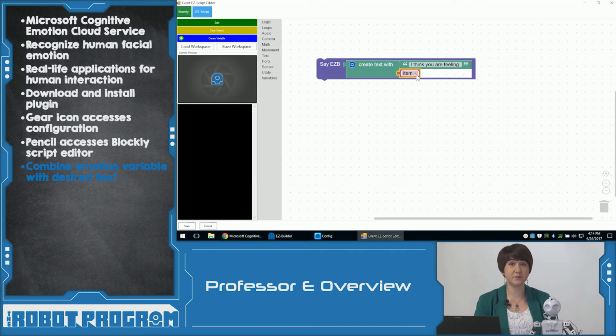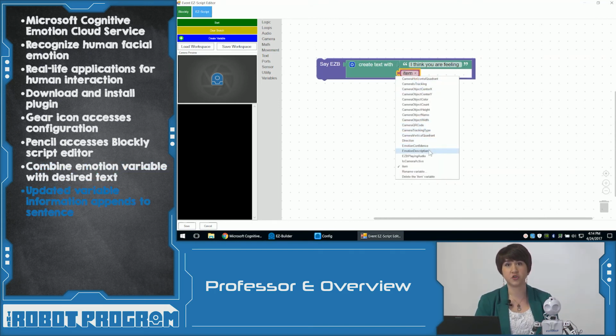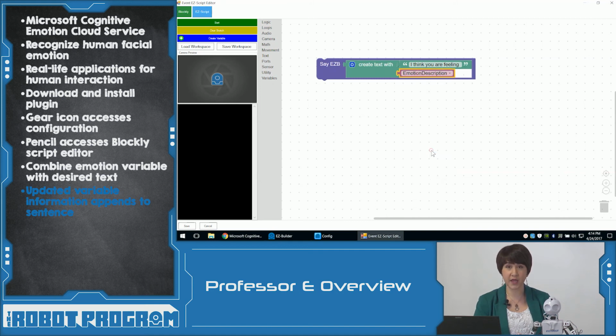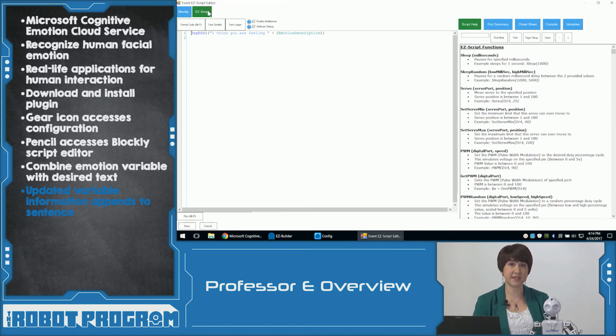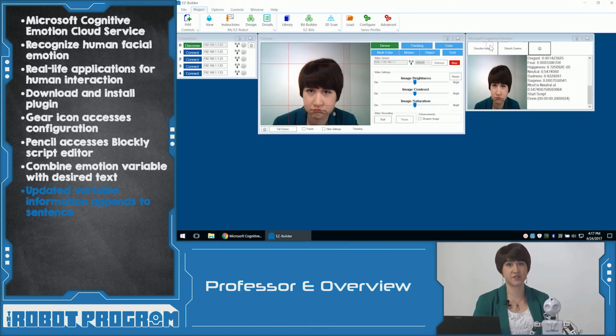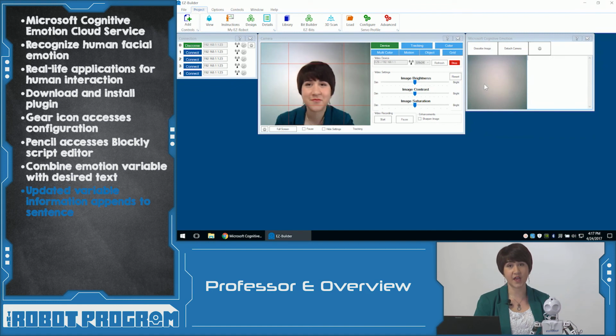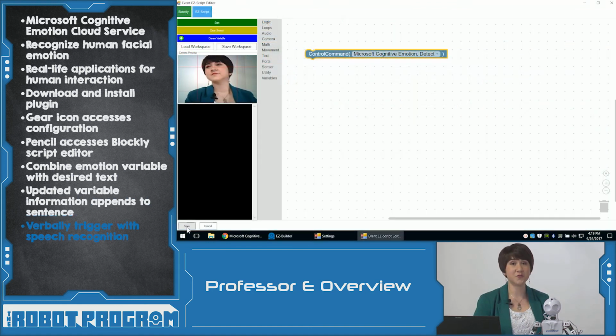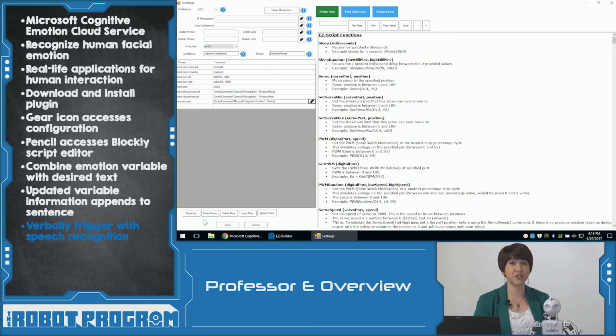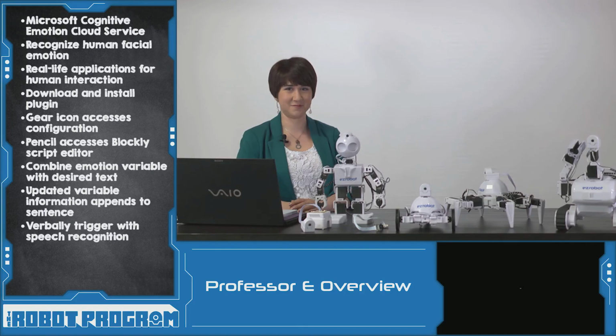We used the Say Easy Be action, and we actually told the robot to create text that it was going to say by combining "I think you are feeling" with the variable emotion description. In our case, the emotion description variable was updated every time the robot assessed and analyzed a new emotion. It would then append this information to the sentence, "I think you are feeling," to create an entire sentence. So, I think you are feeling sad. I think you are feeling happy. You can also write custom script that will verbally trigger the robot to look for a new emotion instead of clicking on the button. Thanks for watching this episode, and we'll see you next time.